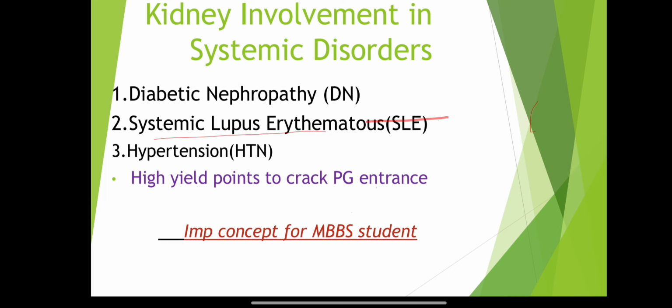Hello everyone, today I will make your concept clear on the topic of kidney involvement in various systemic disorders. These topics are very important. In the systemic disorders, the very important topics are diabetic nephropathy, systemic lupus erythematosus, and hypertension.